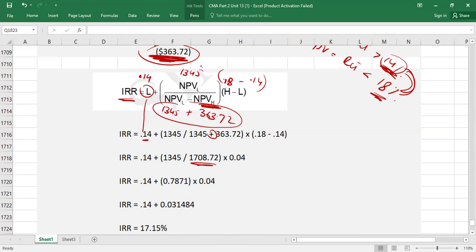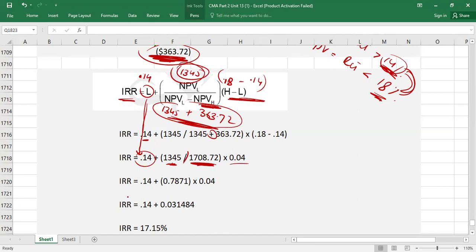1708.72. And what was the numerator? Numerator is 1345. So what is the formula? 0.145. This will bring it, we will bring it here. So the numerator is 1345, this value. And the denominator is the summation of these two is this, divided by this. And multiply by the difference of these two values, 0.18 minus 0.14, it is 0.04.